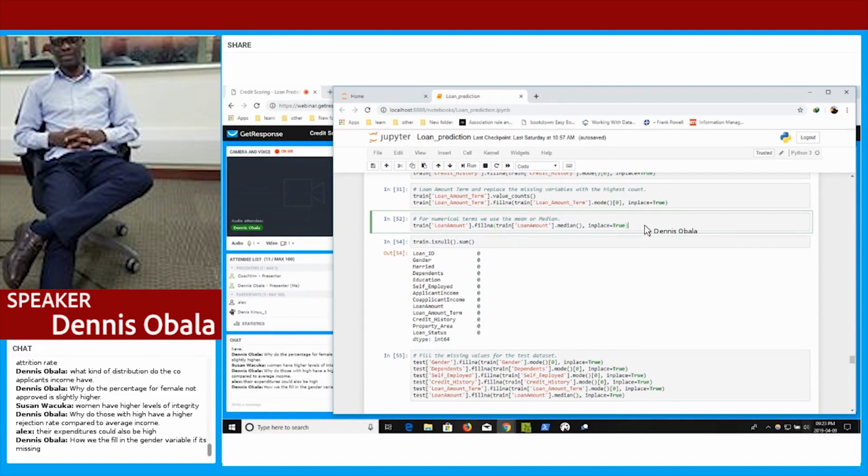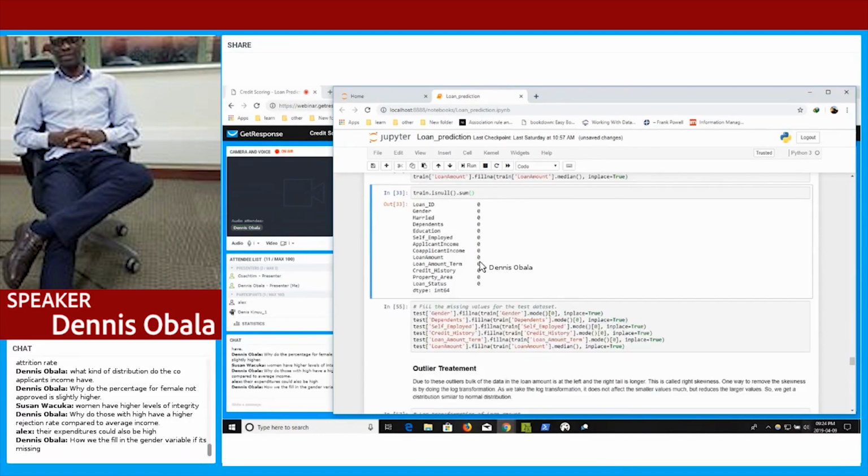So the loan amount has outliers, so we'll mostly use the median. The median is usually the best measure for outliers, as it's not usually affected. When you calculate the mean, it is usually affected by outliers. For example, if I have one up to 10 and I have 1,000 in there, when I calculate the mean it will come to around 100. But when I do the median it will come to 5, since I'm just taking the middle value. So the median is usually the best when you are dealing with variables that have outliers. So we'll fill in the loan amount using the median value.